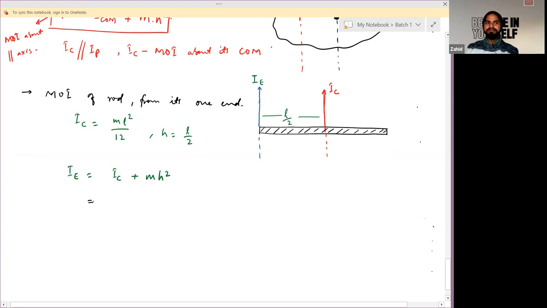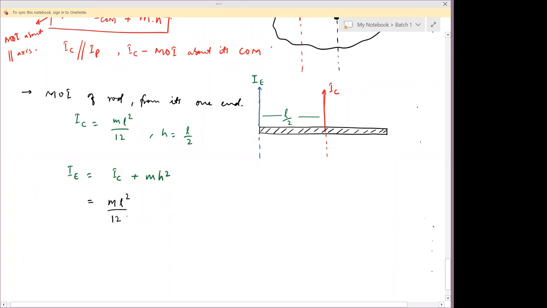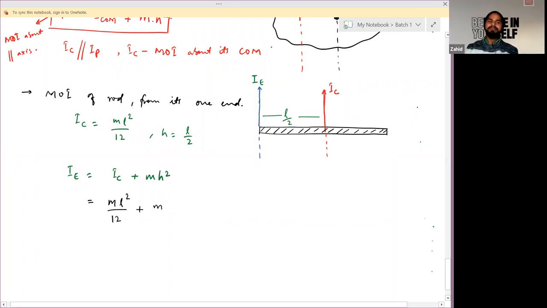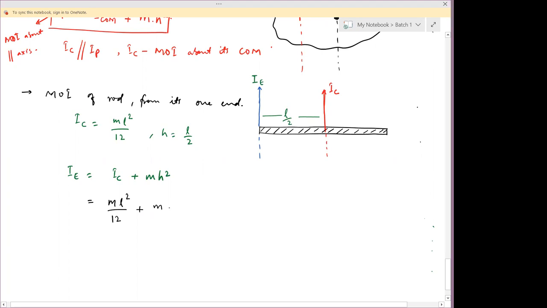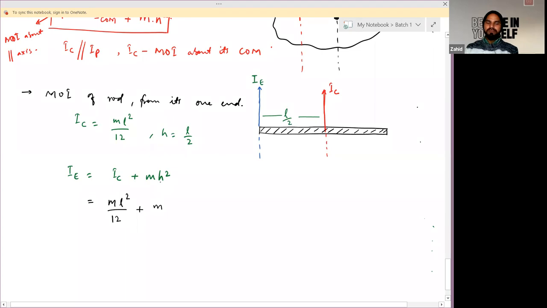Khalid, you have solved? Yes, sir. Tell me your answer. Final answer I got ML square by 3. Good. If you put the value of h to be L by 2, on squaring it will become L square by 4. Now take LCM to be 12. So it will be ML square plus 3 times ML square, so it will be 4 ML square by 12, or ML square by 3.